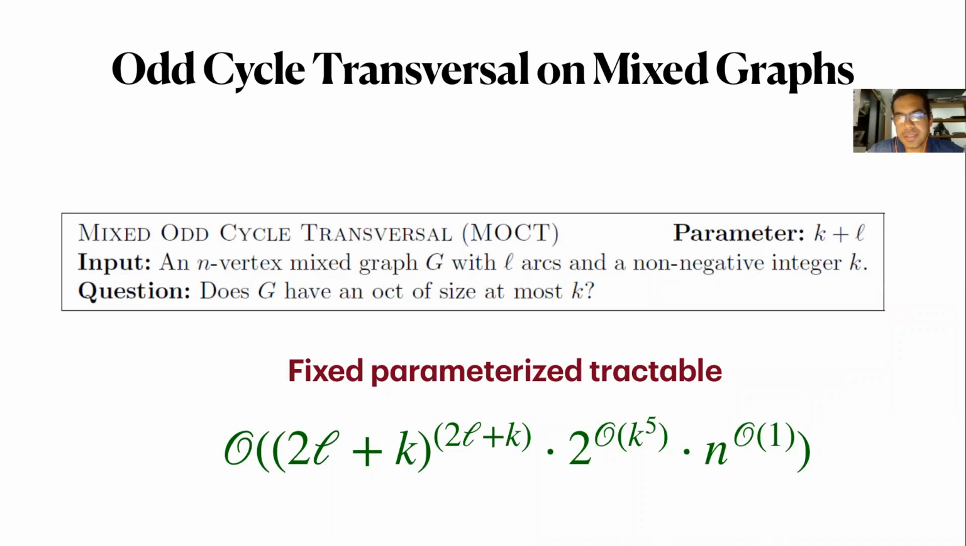So what we show in this paper is that the problem that we have defined here is indeed fixed parameter tractable, parameterized by the solution set size plus the number of arcs, and the runtime is order (2L plus K) to the power 2Lk times 2 to the power order K to the power 5. Not very pretty, but that's what we achieved.